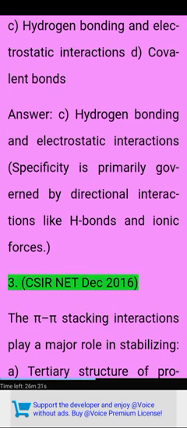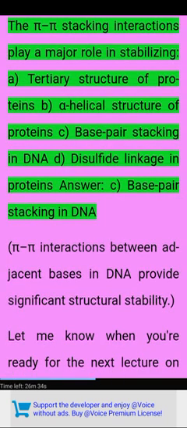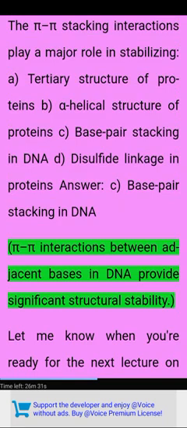3. CSIR NET December 2016. Pi-pi stacking interactions play a major role in stabilizing which of the following? A. Tertiary structure of proteins. B. Alpha helical structure of protein. C. Base pair stacking in DNA. D. Disulfide linkage in proteins. Answer: C. Base pair stacking in DNA. Pi-pi interactions between adjacent bases in DNA provide significant structural stability.